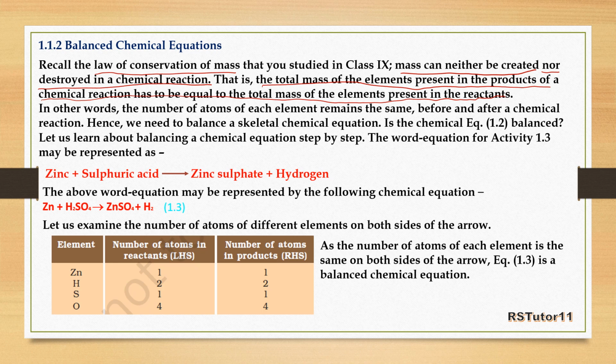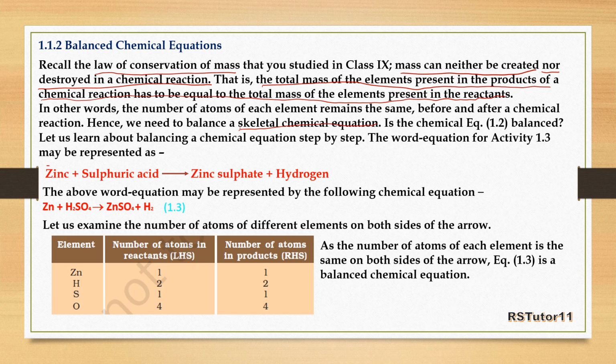So the total mass of the elements present in the products of the chemical reaction has to be equal to the total mass of the elements present in the reactants. That is, both the sides should be equal. In other words, the number of atoms of each element remains the same before and after a chemical reaction. Hence, we need to balance a skeletal chemical equation. Was chemical equation 1.2, the magnesium oxide equation, balanced? Let us learn about balancing a chemical equation step by step. So we'll do this in 1.3.